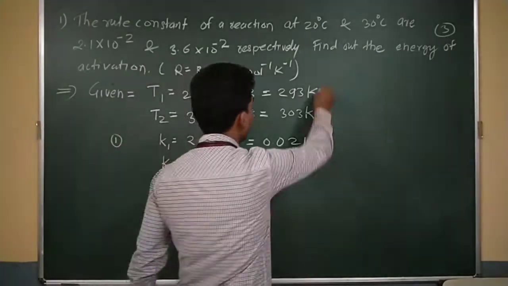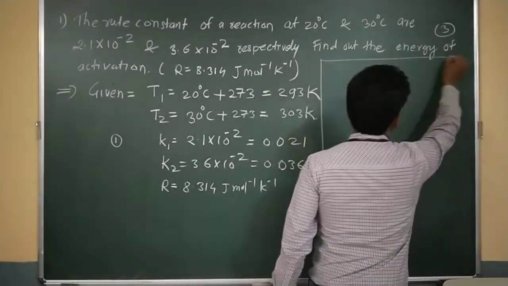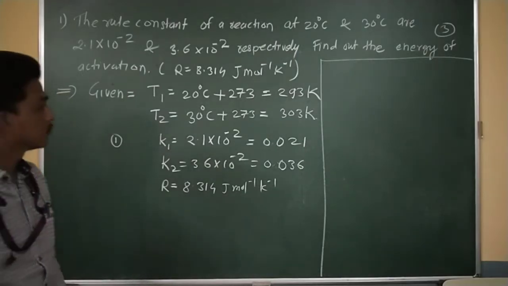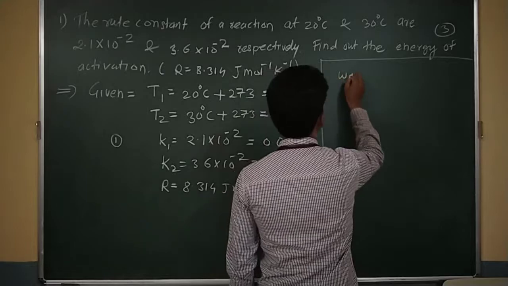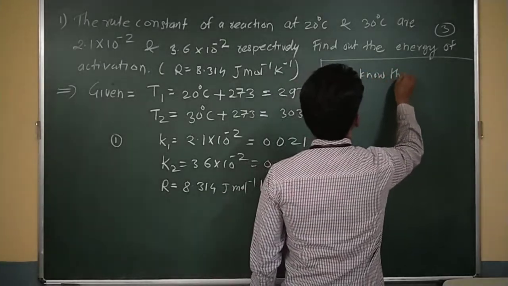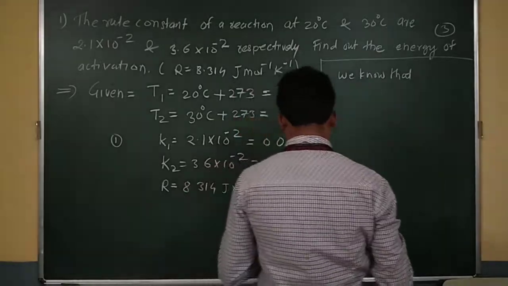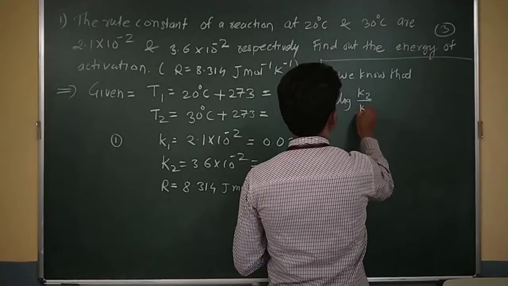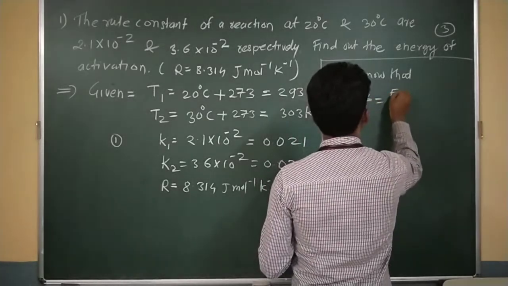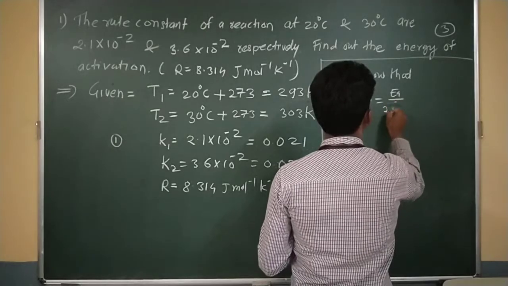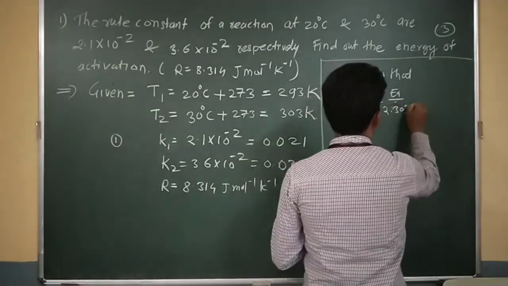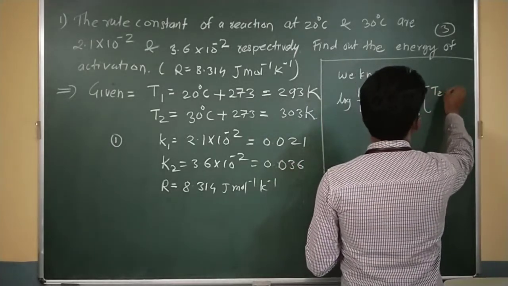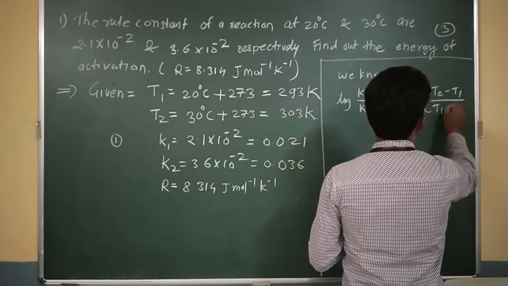And now we have to write the next: how to calculate the energy of activation. So I know the formula, so we can write. We know that log of K2 upon K1 is equal to EA upon 2.303 R into (T2 minus T1) upon (T1 into T2).